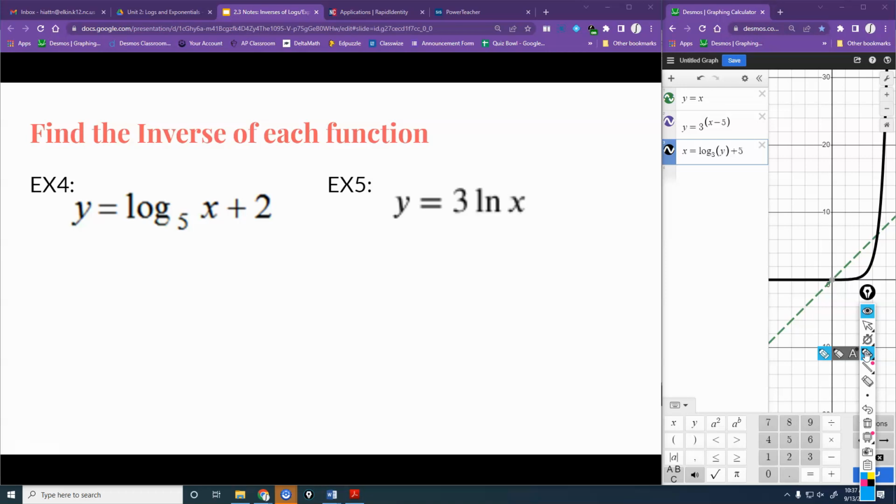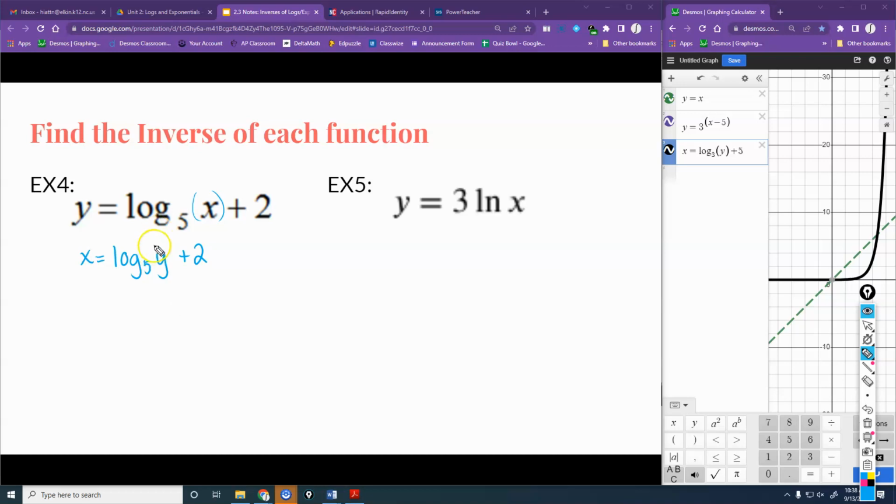Drop the logs is when they're on both sides. The inverse of a log is going to be exponentials, so we're going to switch x and y's. So x equals log base 5 of y plus 2. And if they do not put parentheses, then you are assuming that the x plus 2, that 2 is not in the parentheses. If they want that plus 2 to be in the parentheses, they will put parentheses around it.